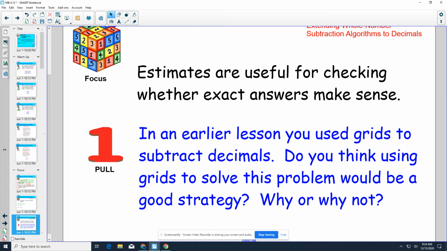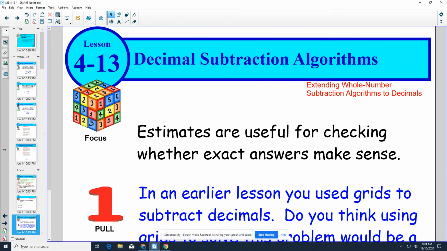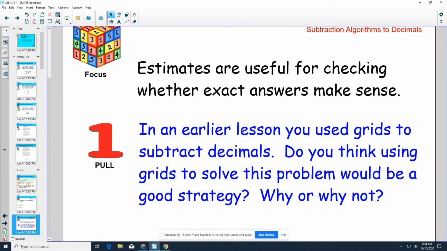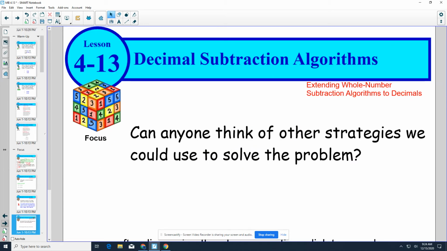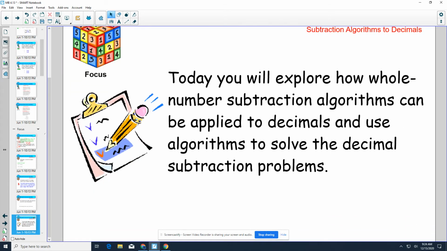I think it could be, but you're getting into pretty big numbers on the grid, right? 7 whole grids and then 291 thousandths. So you'd have to have 7 whole thousandths grids to color, and I think that would be a lot of work, right? So I don't think that's the best strategy.